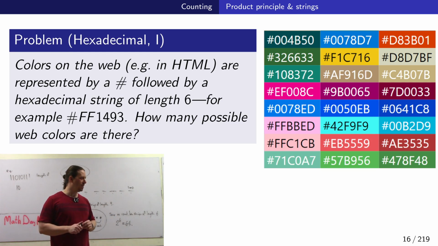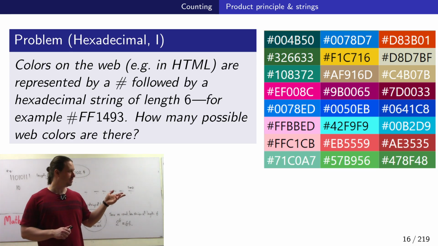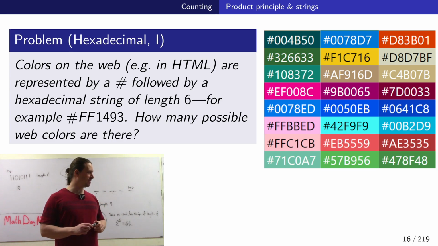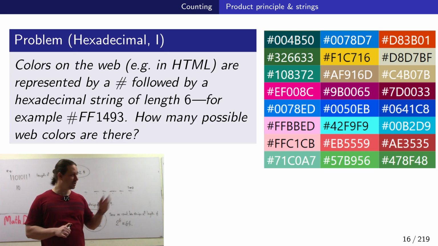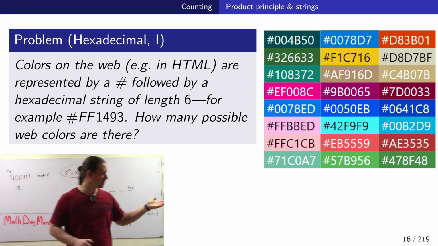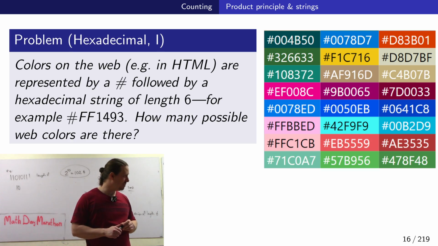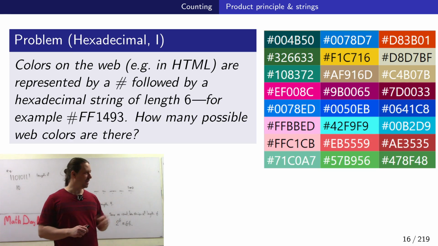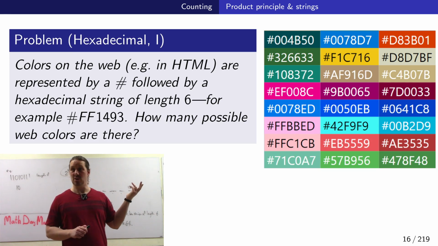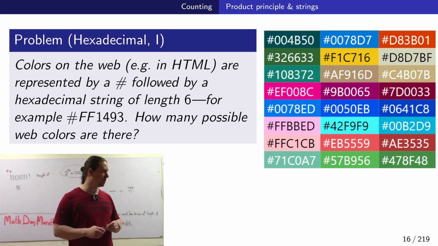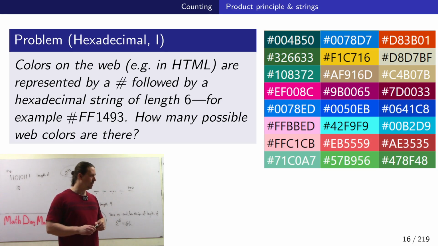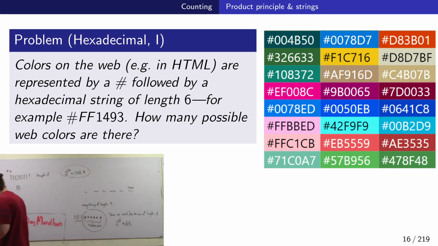So a question might be, according to this encoding, a hexadecimal string of length 6, how many different colors are possible on the web? Each of these is a different color. Obviously, some are similar. You can see the FFBBED and FFC1CB are very similar in color, and you can even see that their values are somewhat close to each other as well. But let's just answer the question of how many there are. Okay, so I'll switch over.